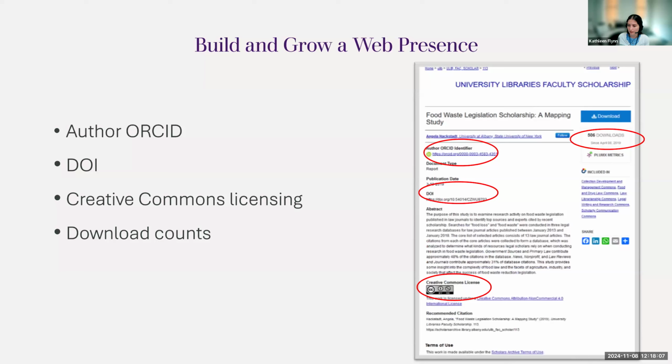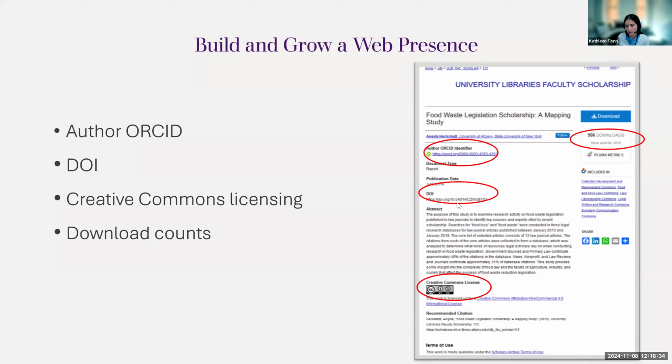For instance, this is a study shared by one of our librarians, and it wasn't formally published, but you can see here it's been downloaded over 500 times since it was first shared in 2019. You can also see in this record, there are some other useful things other than the download counts. We have Creative Commons licensing that can be applied. So this helps inform people on what they can and can't do with your work.